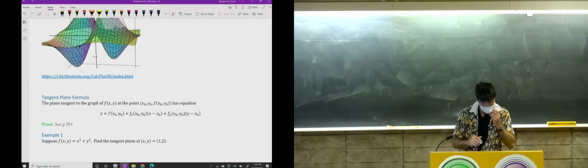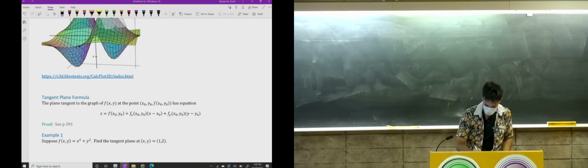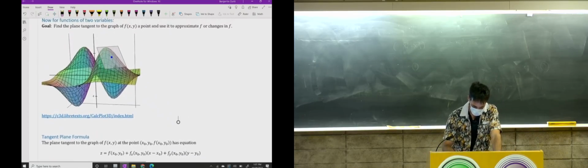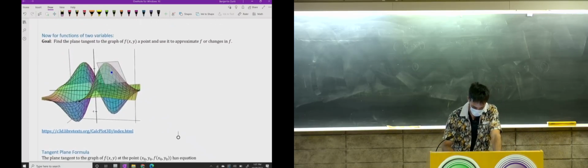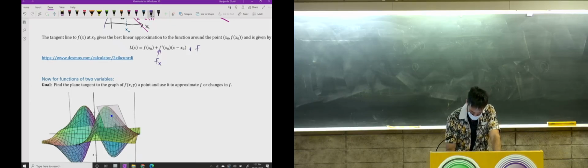Now, again, like I said, I'm not going to prove it to you, but you can see proof details in the book on page 391 if you're interested. It also looks a little bit like the previous formula. Imagine that this term is like the x derivative, and you added another term that's like the y derivative, and multiplied it by y minus y naught.